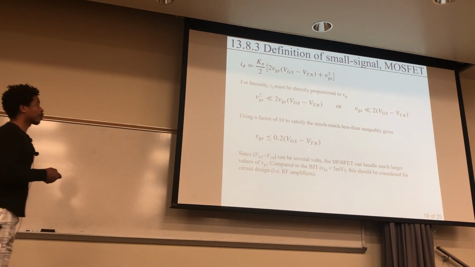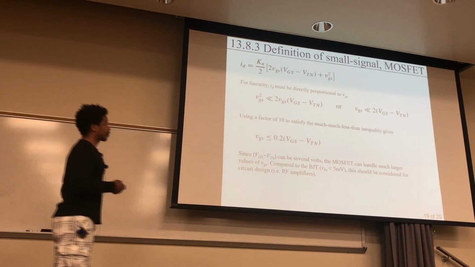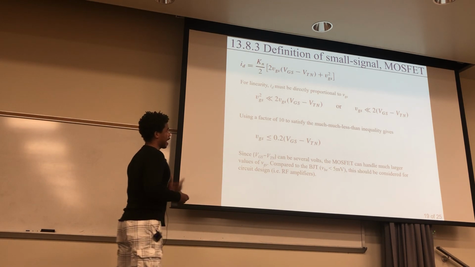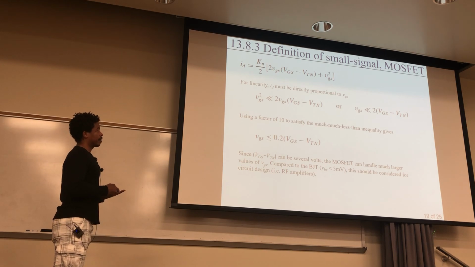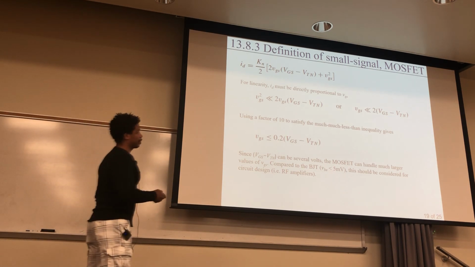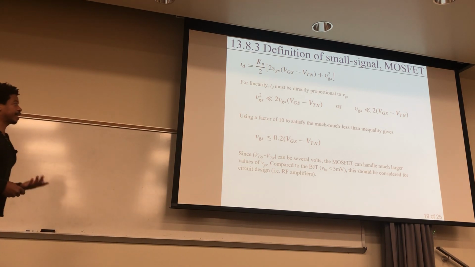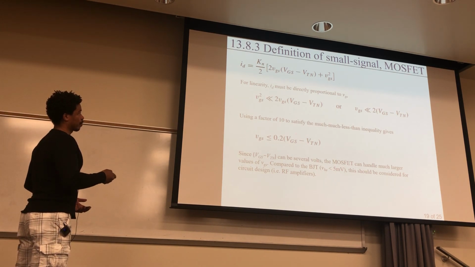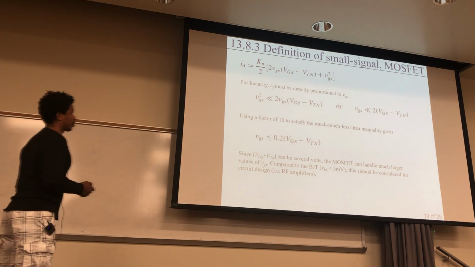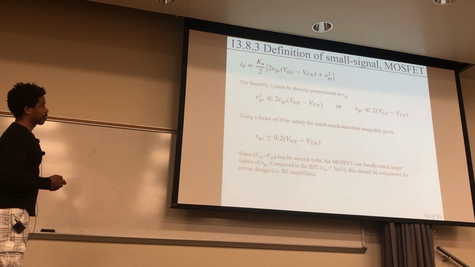Now for the MOSFET, this difference right here can be several volts. That is in comparison to the BJT, where you have the VBE here, and that could only be 5 millivolts. So when it comes to design, that's something else to consider. The VBE for the BJT is 5 millivolts, but this could be several volts. So you have a much larger range for your VGS for the MOSFET.